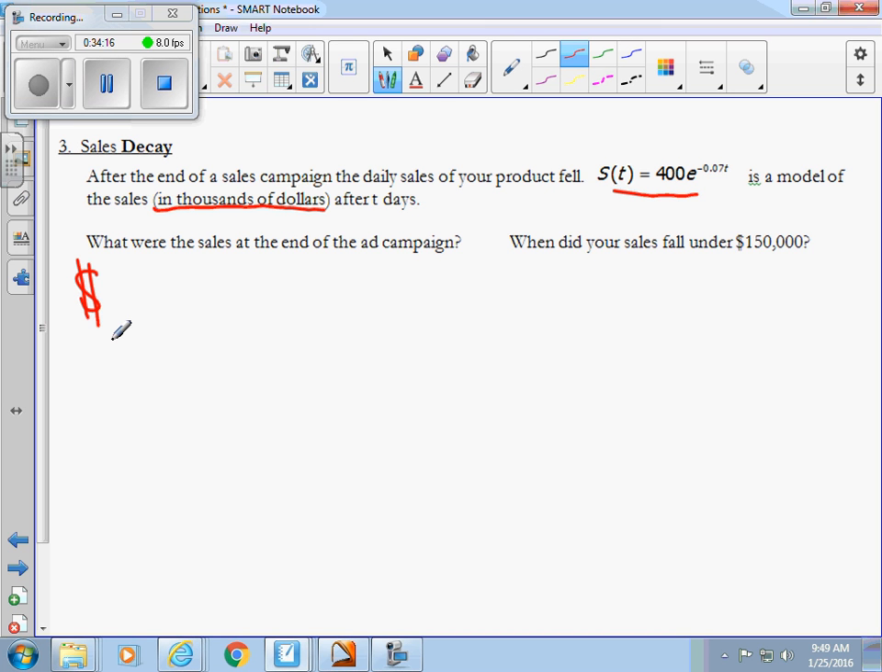Good. Put 0 in for T. What am I going to get when I put 0 in for T? 400. How do you know I'm going to get 400? Have y'all noticed that when you put 0 in for T, you always get this number here? Why do you get that number there? What's anything to the 0 power?